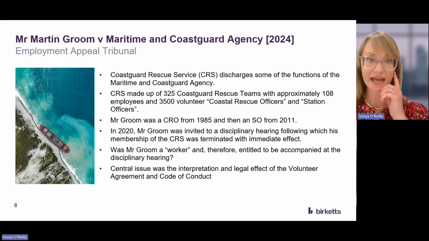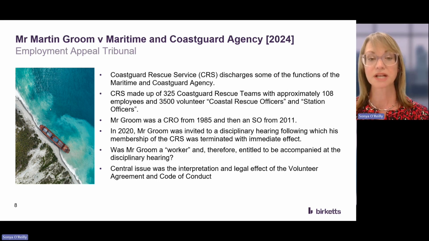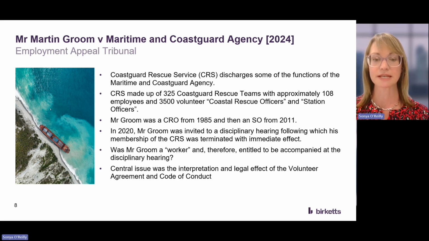So in this particular case, Martin Groom brought a claim against the Maritime and Coastguard Agency. This is a recent case. It was in February of this year. So it is really quite a recent case that sets out some of these challenges and hopefully will flag to you some of the issues to be alive to in preventing falling into the trap of a volunteer becoming something other than a genuine volunteer.